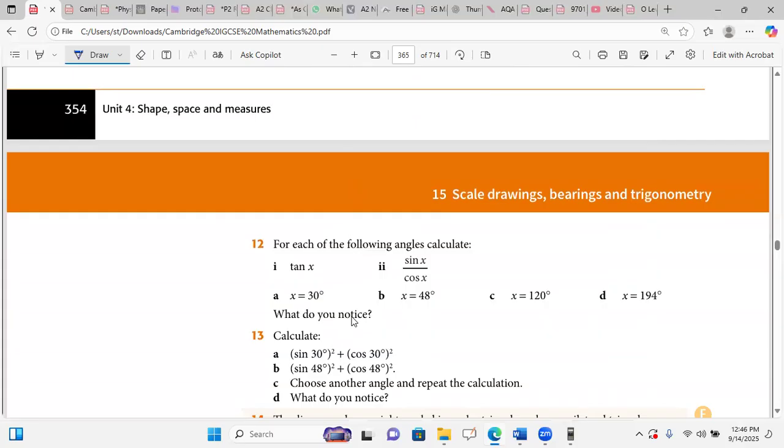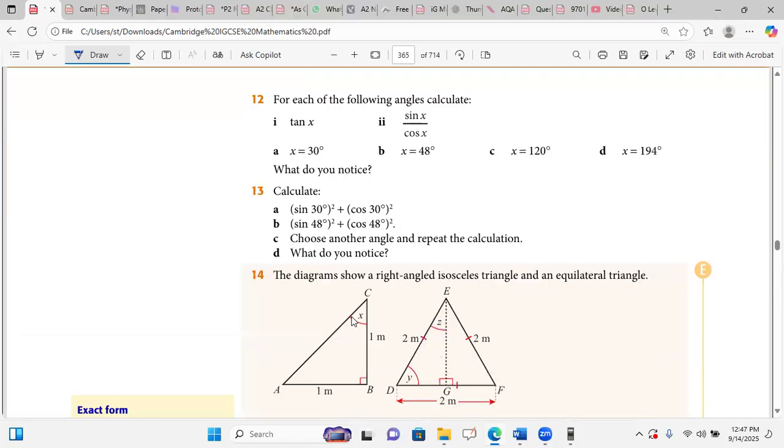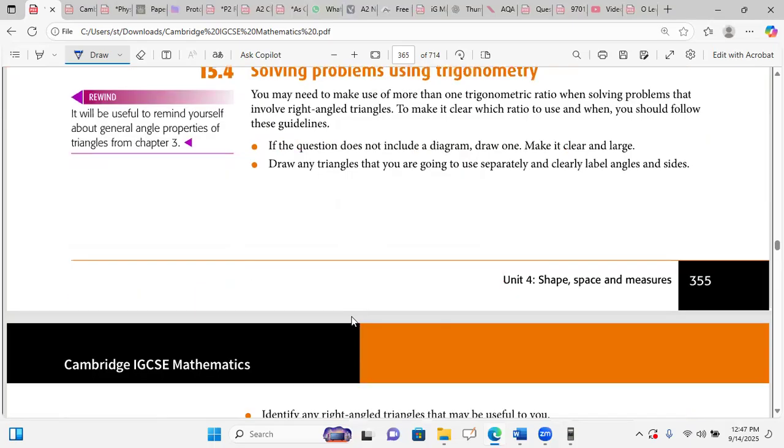Here he is saying for each of the following angles, calculate tan x and sin x over cos x by putting 30 degrees, 48 degrees, and 120 degrees. Just place these values in the calculator, and for tan x you will get the answer directly. After that, sin x over cos x will give an equal answer to tan x, but you will have to go through more steps to simplify it. After that, he is saying go for their squares and simplify. It's an easy one.